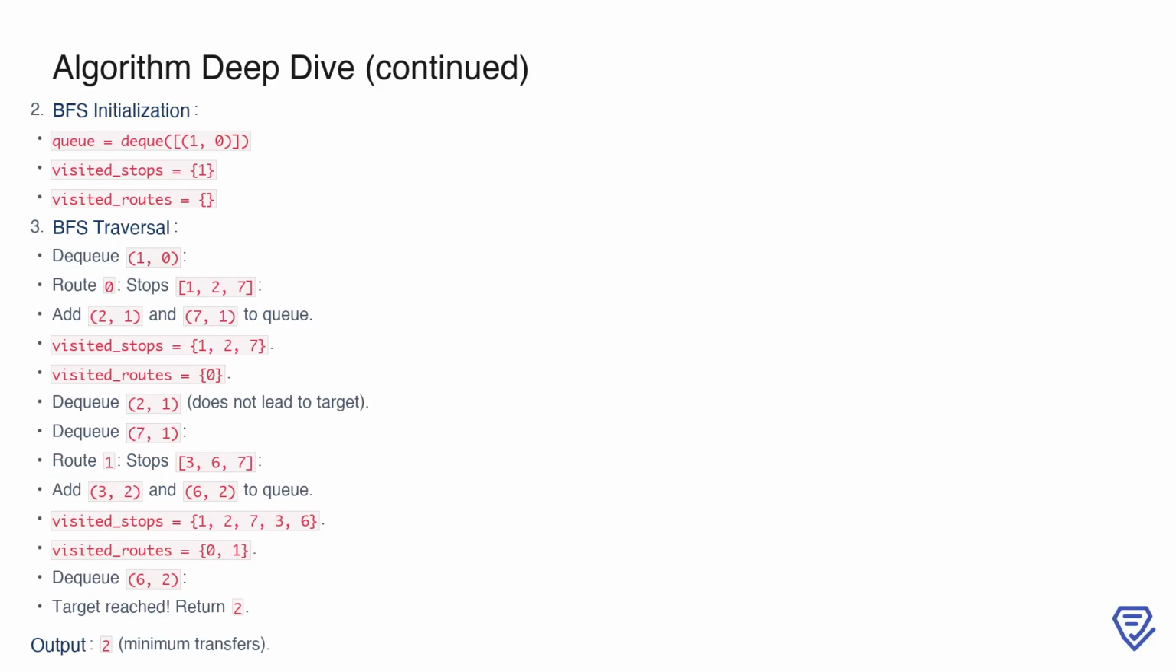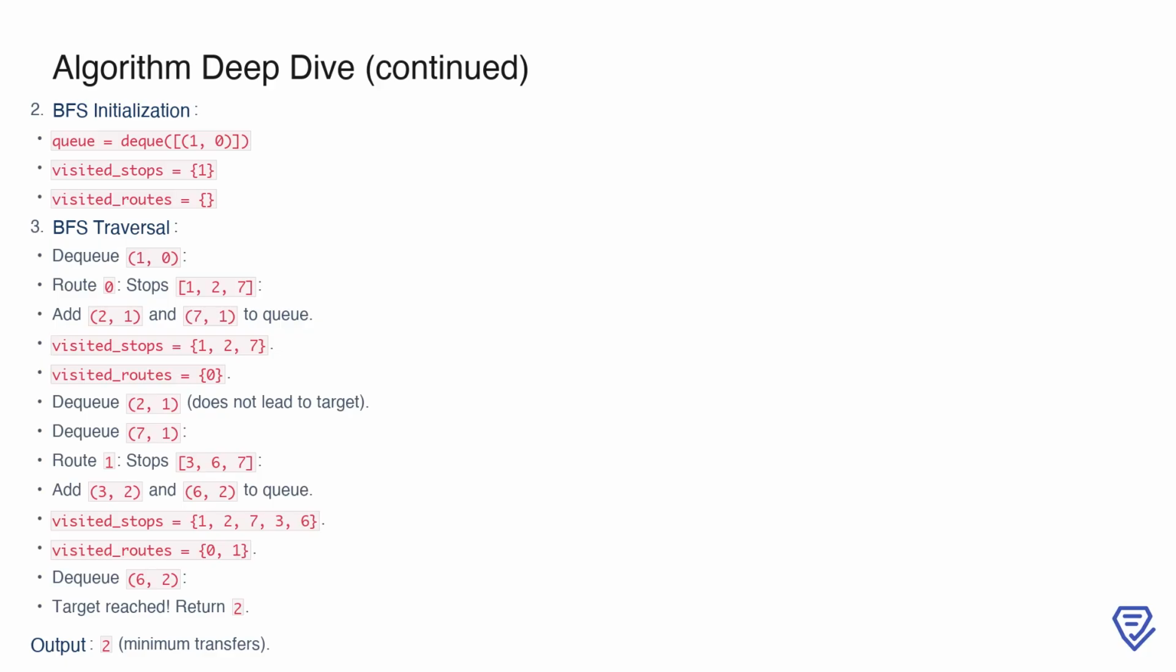Next, BFS is initialized with the queue set to (1, 0), indicating that we start at stop 1 with 0 transfers. The visited_stops set is initialized to {1}, and the visited_routes set is empty. During traversal, the first element, (1, 0), is dequeued. From stop 1, we access route 0, which includes stops 1, 2, 7. Stops 2 and 7 are added to the queue with 1 transfer, and the visited_stops set becomes {1, 2, 7}, while the visited_routes set becomes {0}.